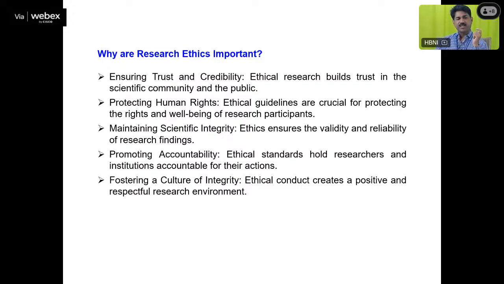So it is our responsibility to be accountable for whatever work we are doing. So we cannot just do any type of work and publish those things. We have to be accountable to everybody.